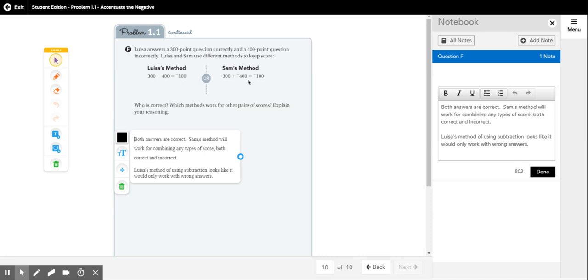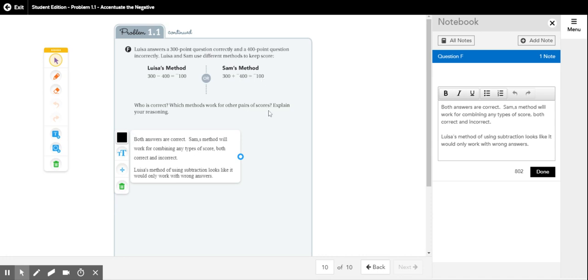I would say I answered two questions, and the first one was correct, and the second one was incorrect. So I had to add a negative 400 points to my 300 points, which brings me down. I added an incorrect answer to my total. Here I'm adding something that is incorrect, or something that's in the negative direction. So it's pulling my score down. So Sam's method, we take 300 points, add a negative 400, and we still end up at negative 100.